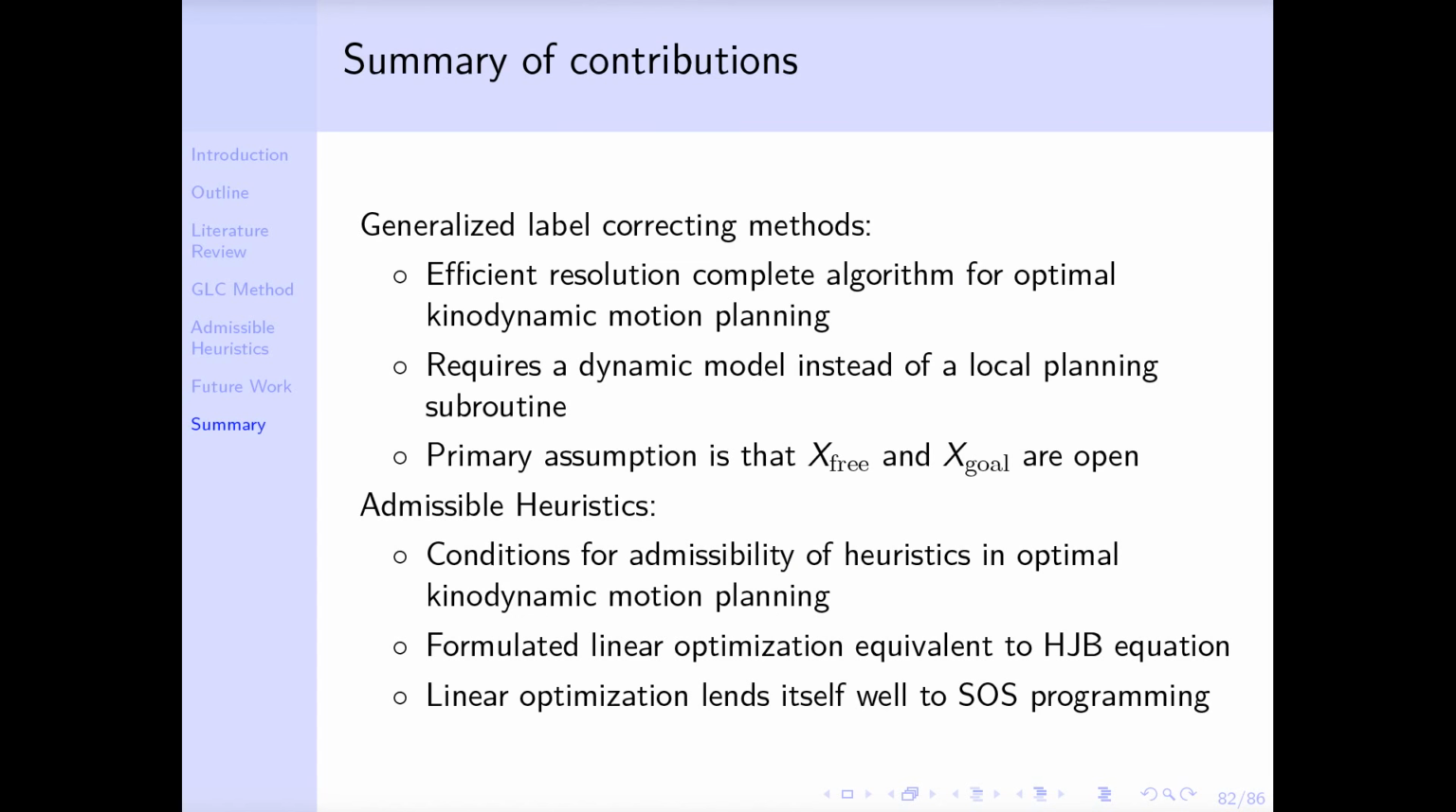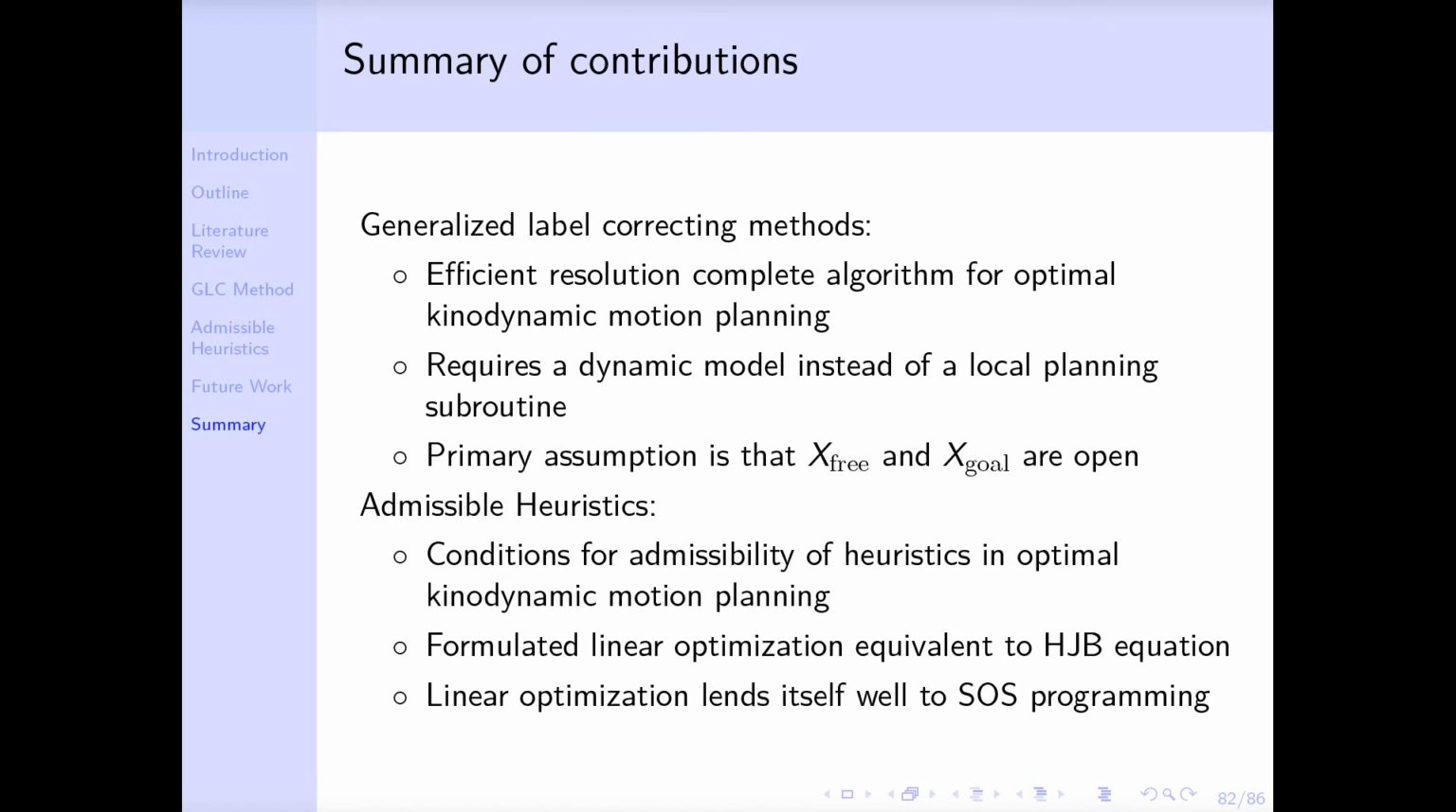Now just to summarize the contributions of this work, the first part of the presentation focused on the generalized label correcting method, which was an efficient resolution complete algorithm for optimal kinodynamic motion planning. The main advantage of this algorithm is that it only requires a dynamic model instead of a local planning subroutine, which makes it much easier to implement in a large range of applications. The primary assumption of the algorithm was that we needed the free space and goal sets to be open in the standard topology, which is not a particularly restrictive assumption.